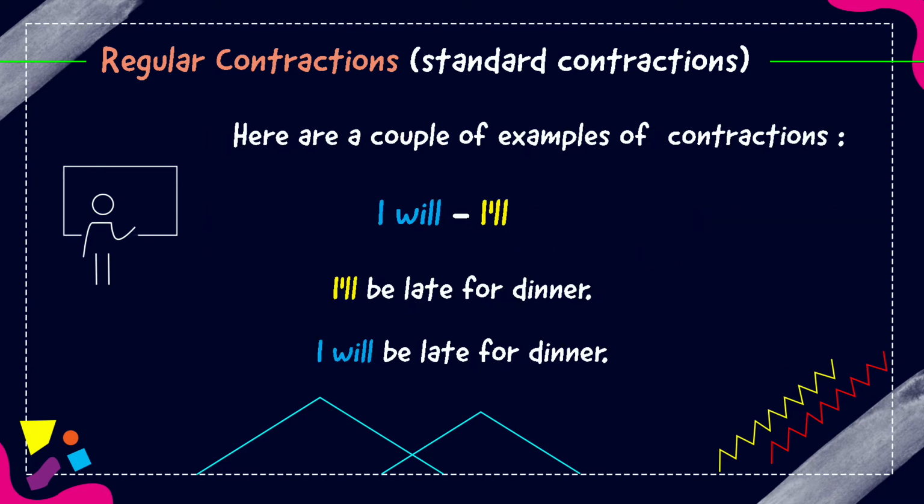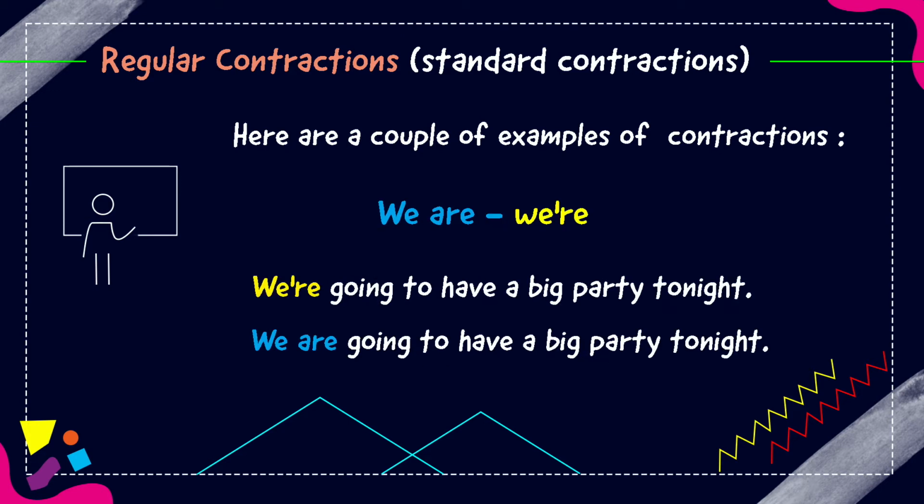Here are a couple of examples of contractions. I will, I'll. I'll be late for dinner. I will be late for dinner. We are, we're. We're going to have a big party tonight. We are going to have a big party tonight.